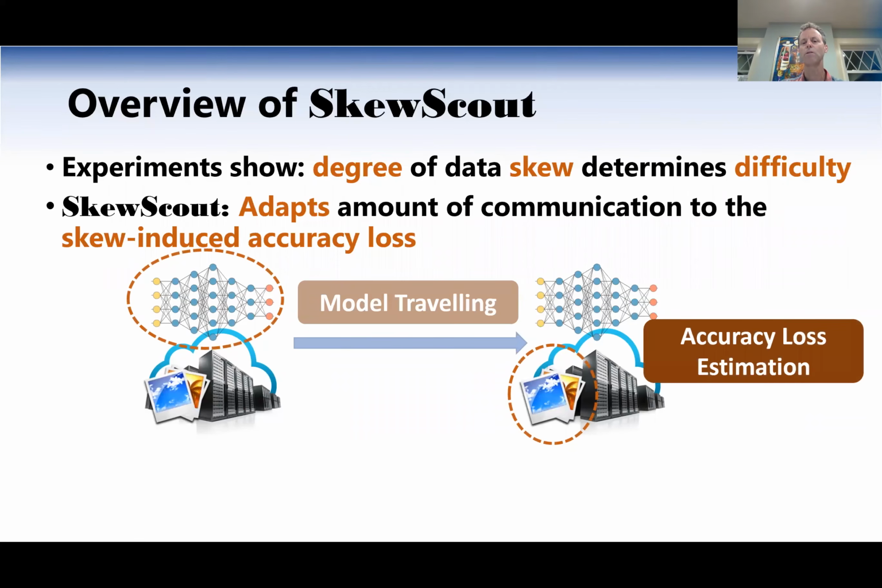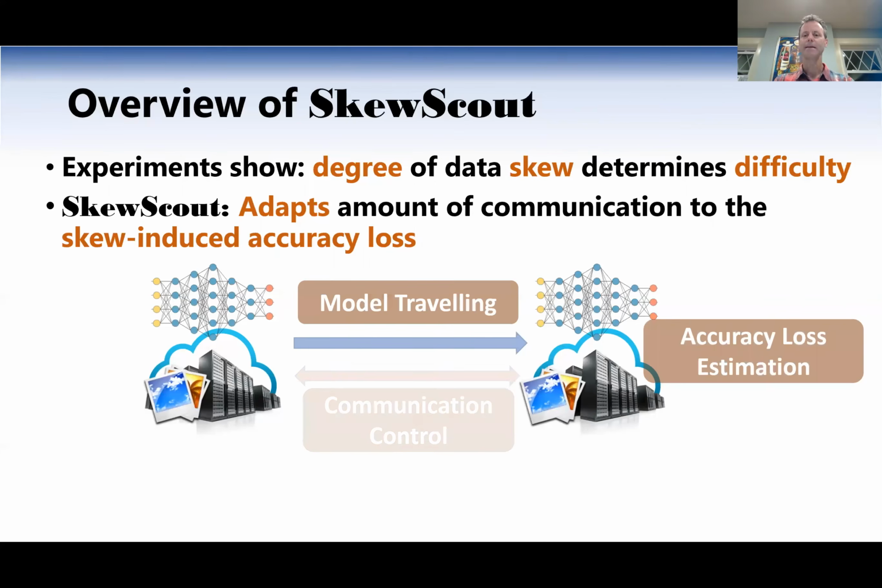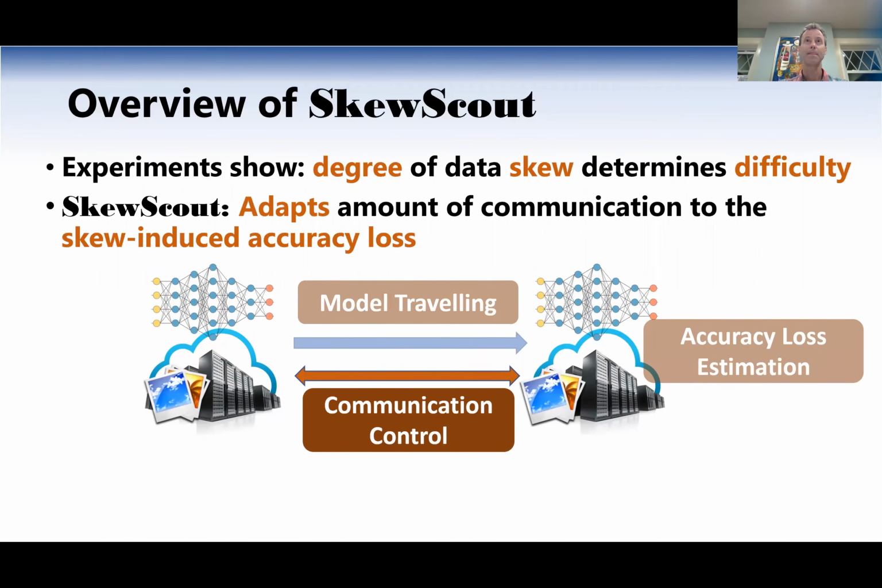And then that data center will look at this model it just received, which was trained on this other worker's data, and see how it's doing on its own data. And if it's doing fine, then the assumption is that there's not a problem with this skew, and so it can continue to communicate less frequently. But if there is a problem, then it has to tighten the amount of communication and communicate more frequently.